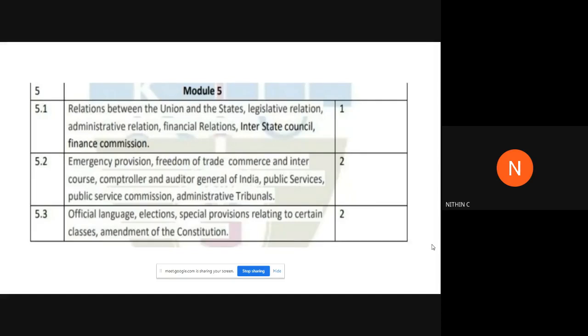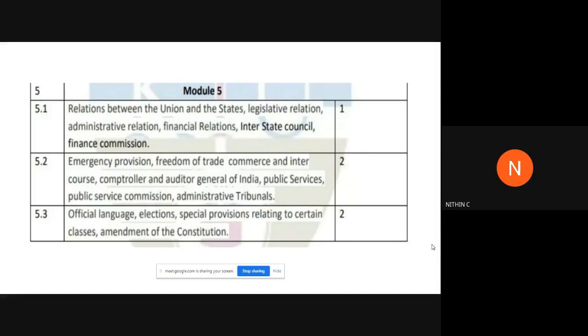So what are the factors in this relationship? We are going to study that in this module. First, the legislative relation. In terms of union, we have Parliament as the legislative body. In the states, we have the legislative assembly and council. So these are the legislative bodies. What is the legislative relation between state and union?